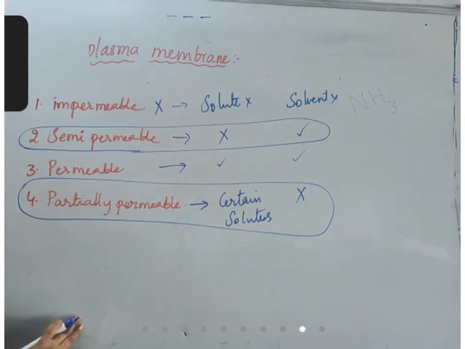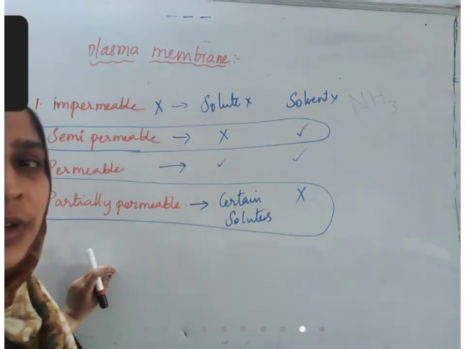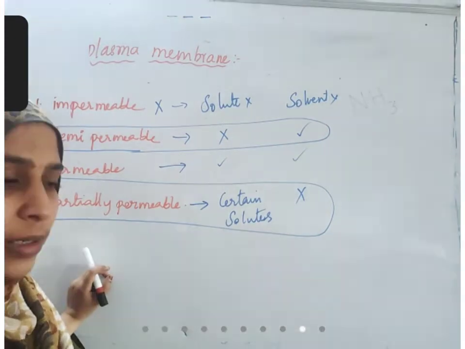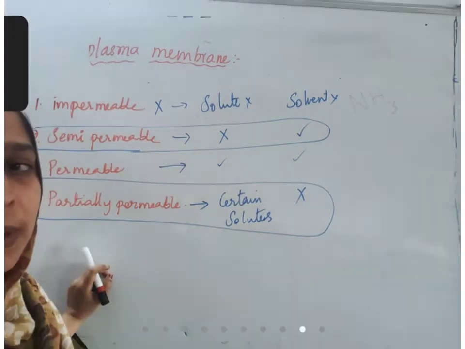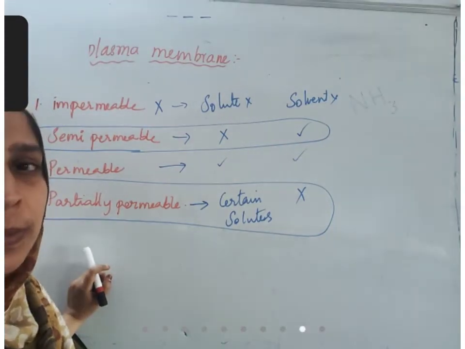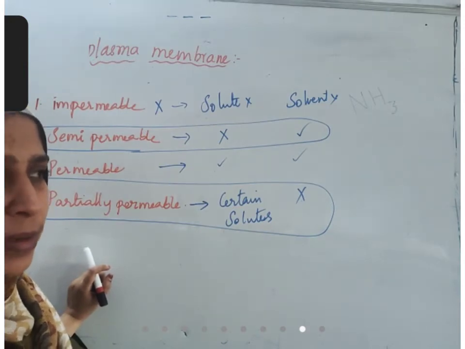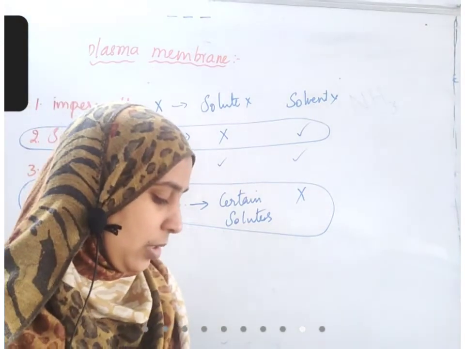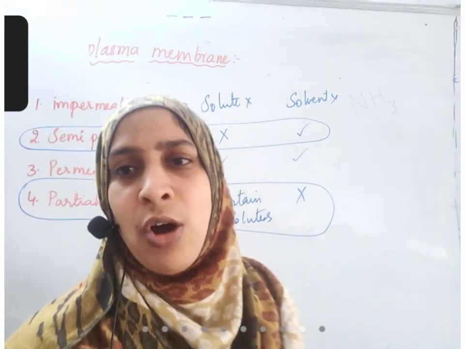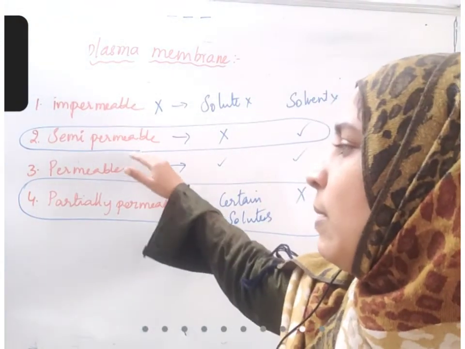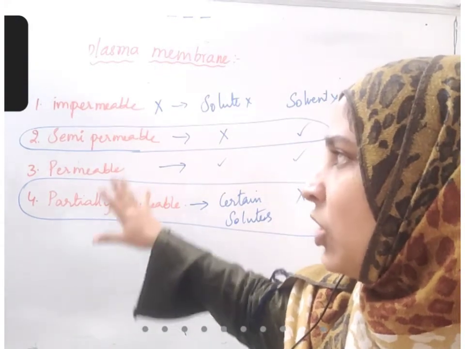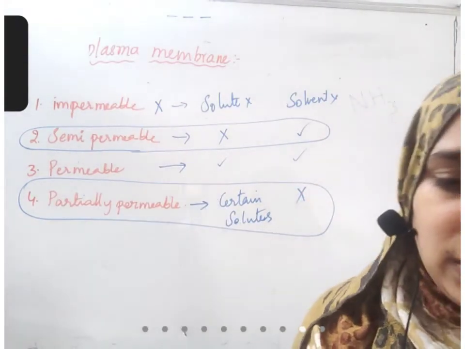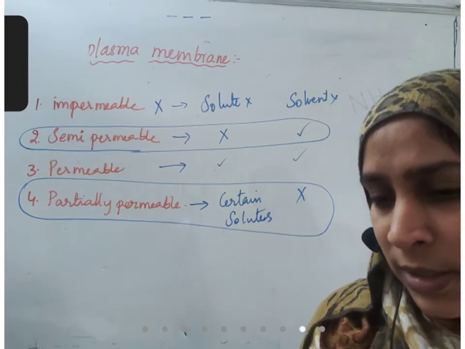A permeable membrane is present in the case of vacuoles. The membrane that covers the vacuoles is a permeable membrane, and there are some impermeable membranes, but not in our body. Generally, all our plasma membranes have either semi-permeability, permeability, or partial permeability. There are very rare impermeable membranes.